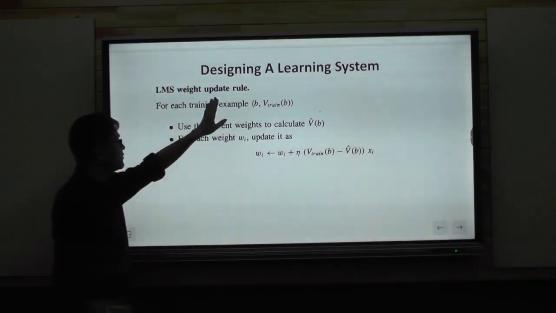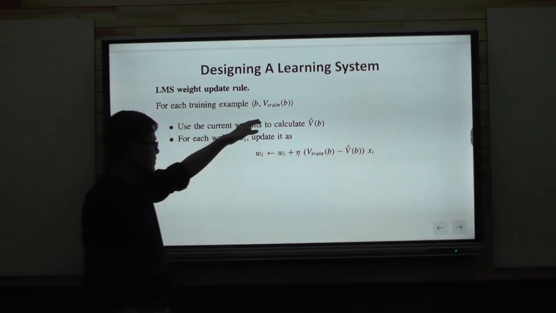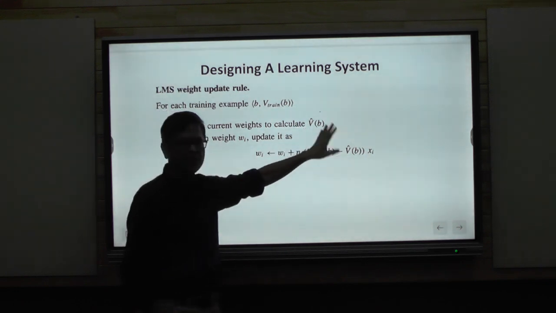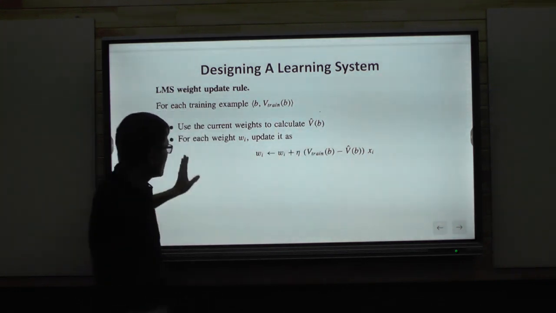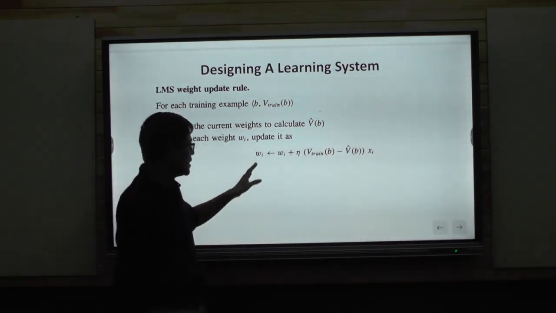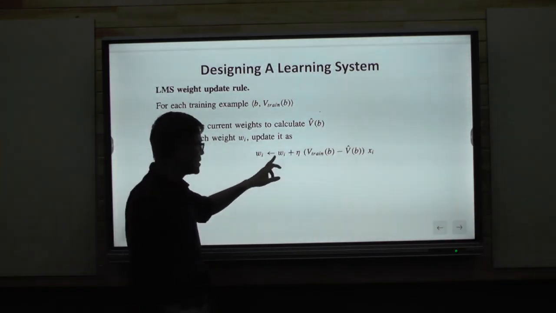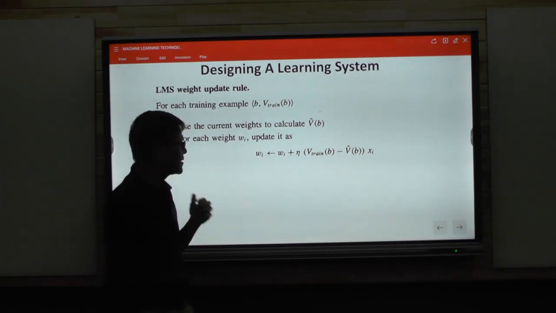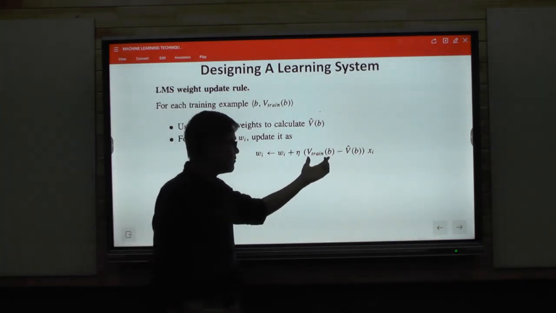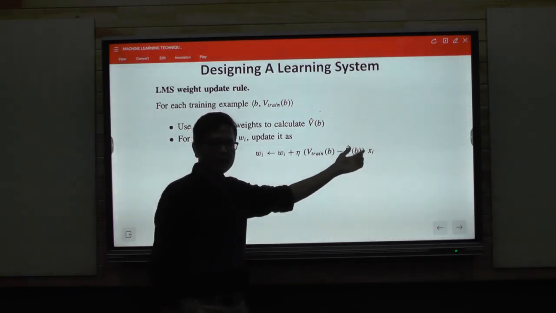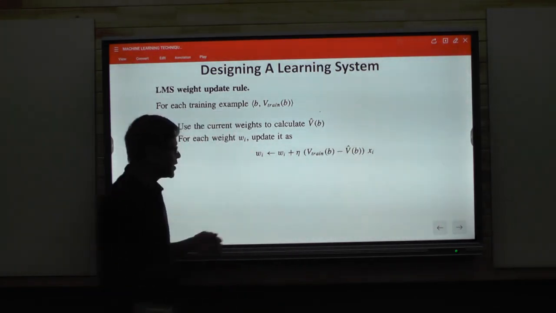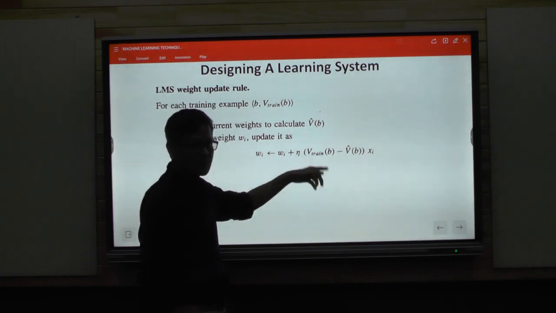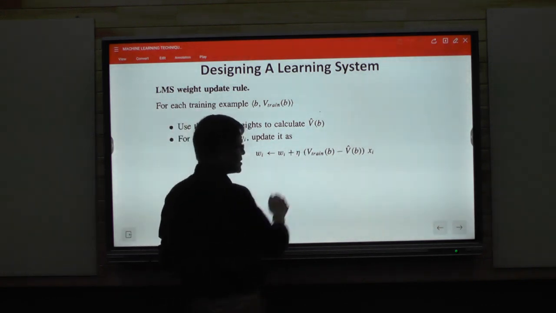For example, in the LMS weight update rule, for each training example, for example b, V_train(b), use the current weights to calculate V̂(b). And for each weight wi, you adjust the weight: the current weight, plus η, where eta stands for learning rate, times the difference V_train(b) minus V̂(b), multiplied by xi. For a particular xi, you can calculate your weight. This is how you will adjust the weight.